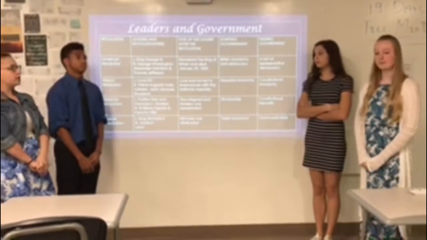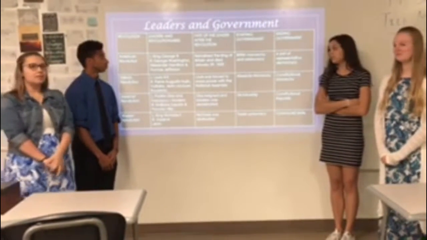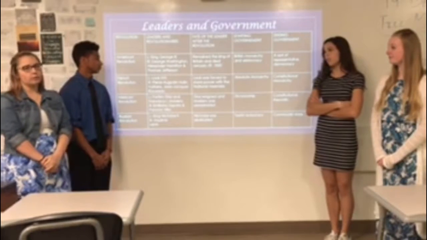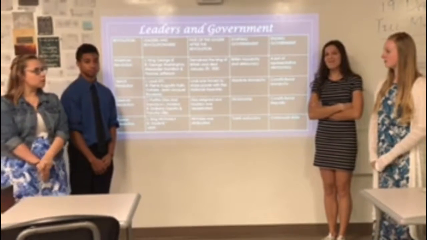For the French Revolution, Louis XVI was the leader of the French, and Pierre-Auguste Moulin, Voltaire, and Jean-Jacques Rousseau were some of the revolutionaries. After the revolution, Louis was forced to share power with the National Assembly, which separated his power rather than having it centralized. His starting government was an absolute monarchy, and his ending government was a constitutional monarchy.